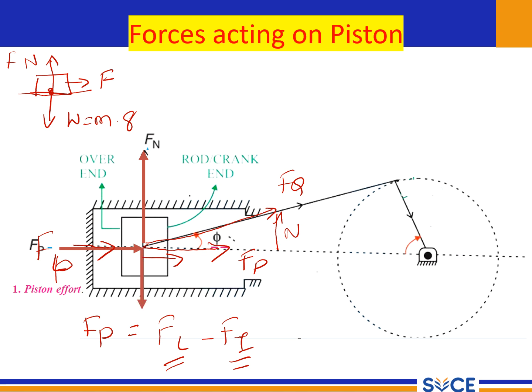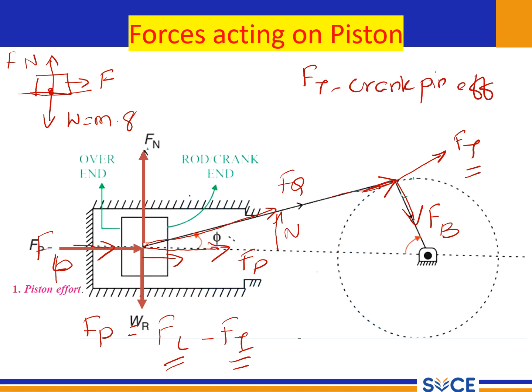This inclined force FQ is passed to the crankshaft through the crank. Once again it is resolved: the force acting on the crankshaft or crankshaft bearing is FB. The force perpendicular to this is nothing but FT. This is the force acting on the crank pin, so FT is called the crank pin effort.